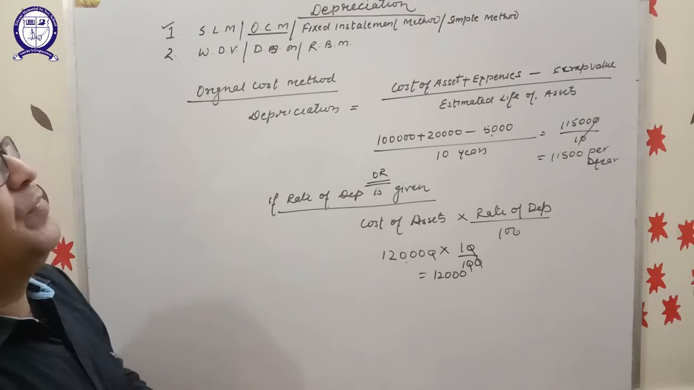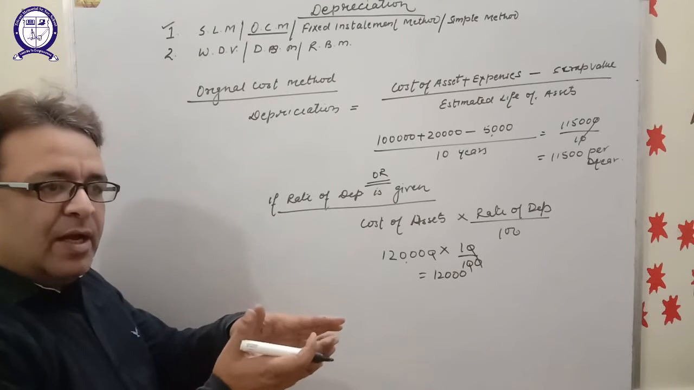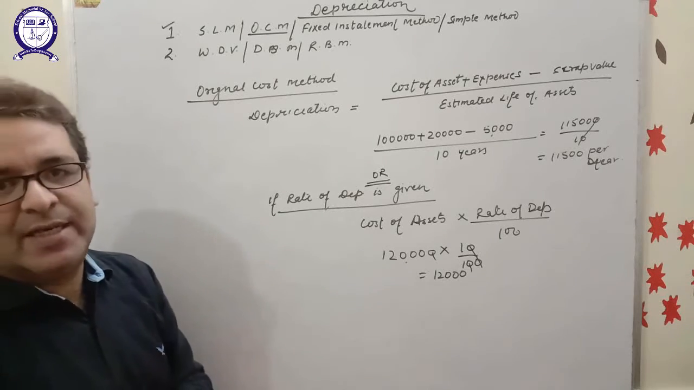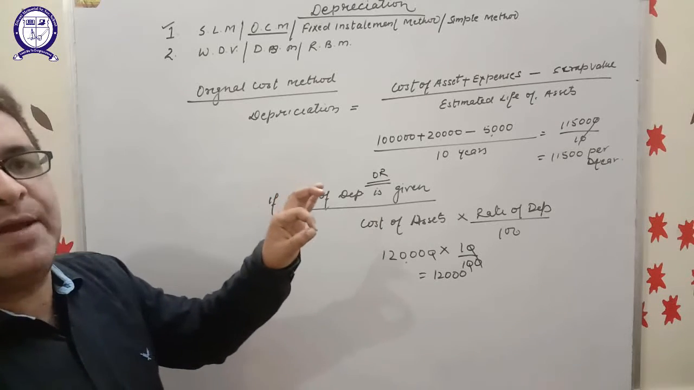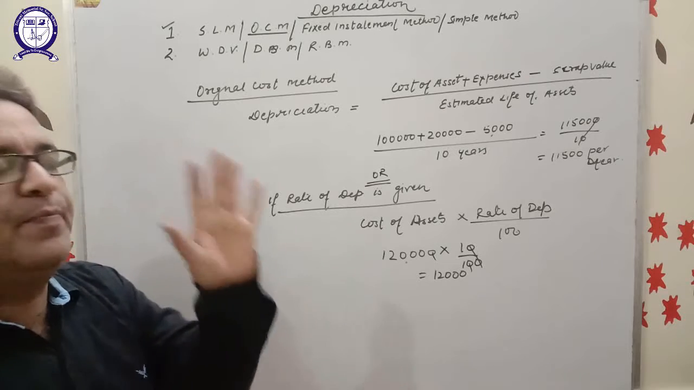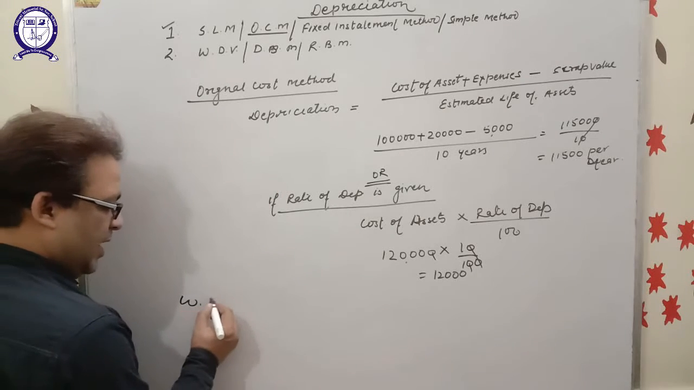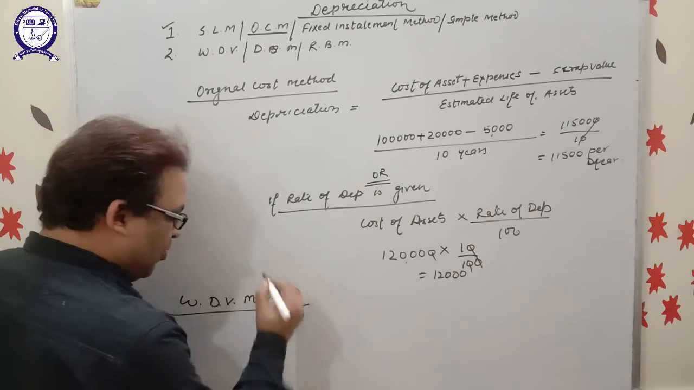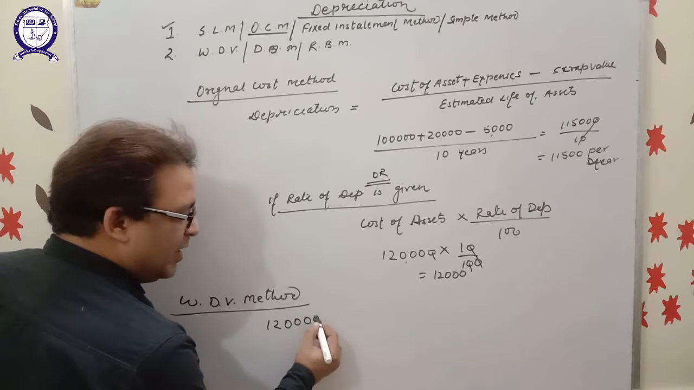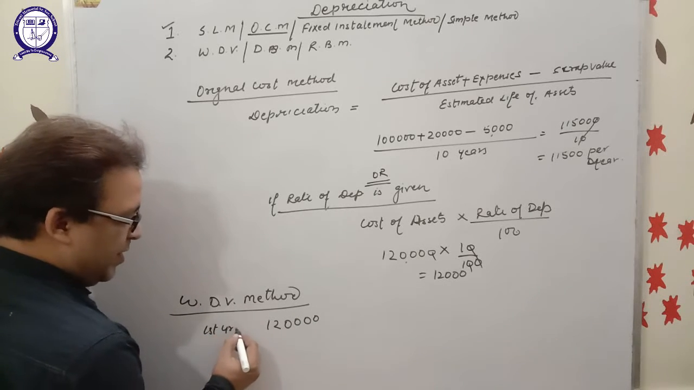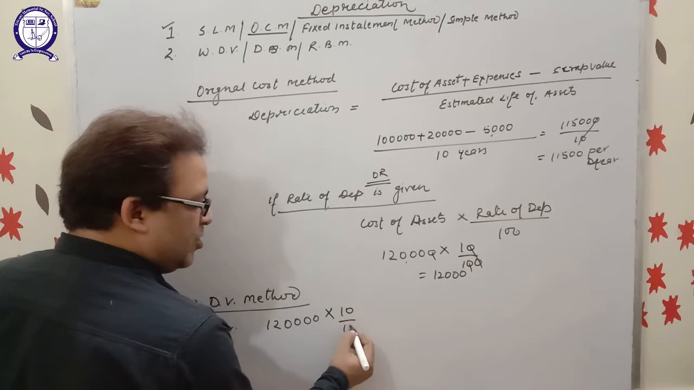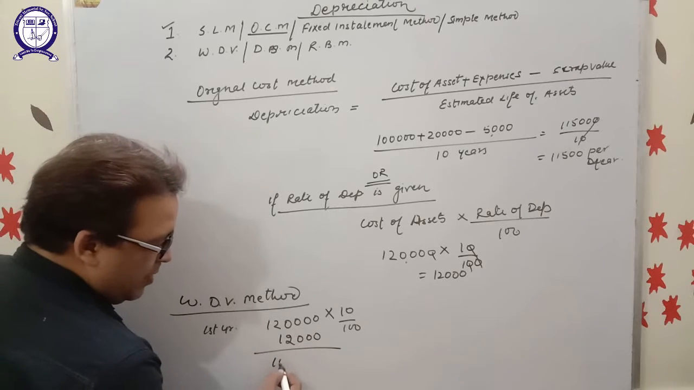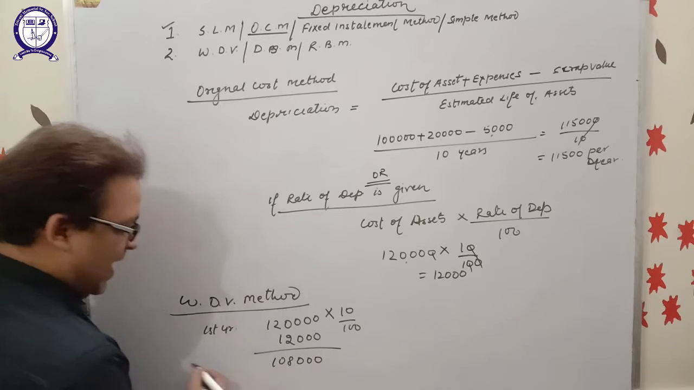In written down value method, depreciation is charged at written down value, at diminishing value, at reducing balance of the assets. That's why depreciation will not remain the same. Depreciation will also be reduced. Suppose we have purchased machinery for 1,20,000. First year, depreciation is 10%. So first year, the depreciation will be 12,000. The written down value of assets will be 1,08,000.